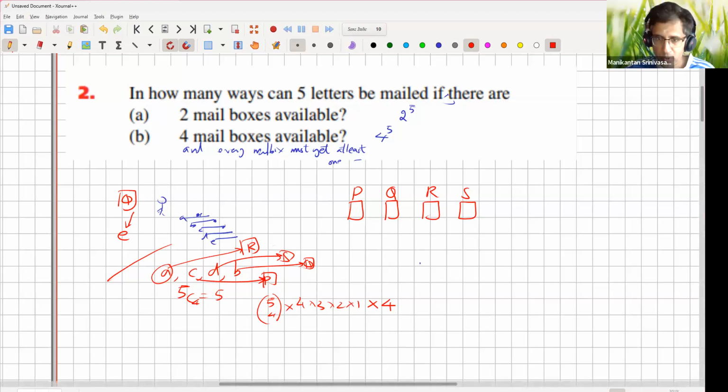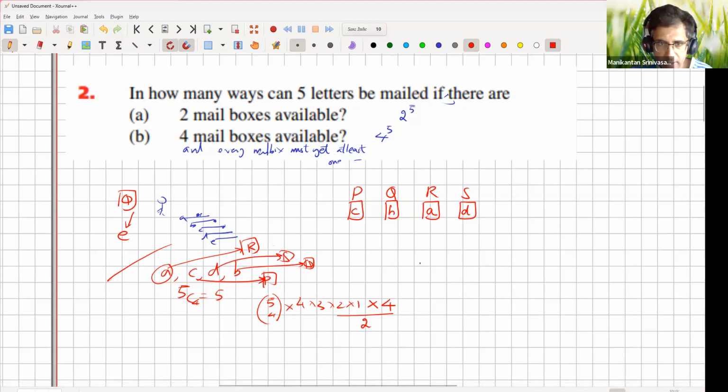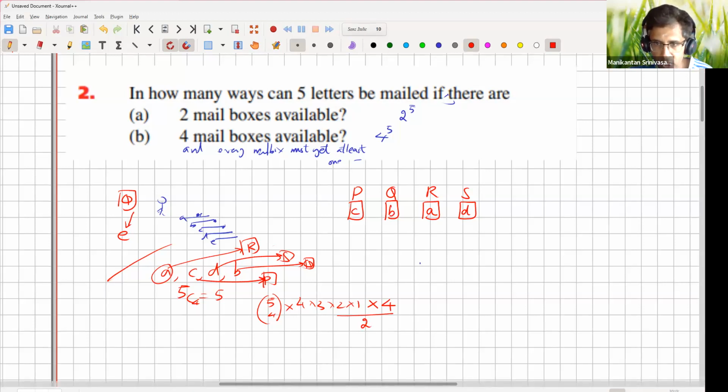Okay, so divide by 2, basically what you're saying is, because in this example, A landed up in R, C landed up in P, and then D landed up in S, and then B landed up in Q, and then E landed up also in Q. But you're saying whether it's landed as B and E or E and B, it's the same.